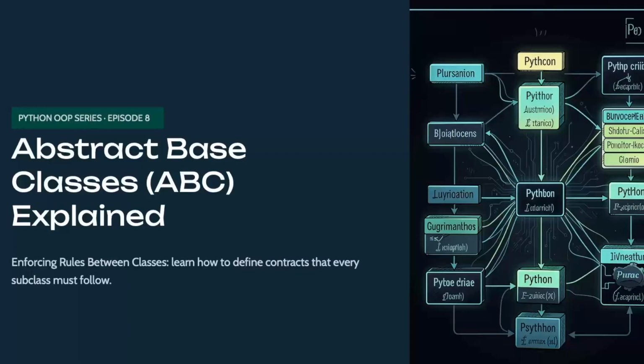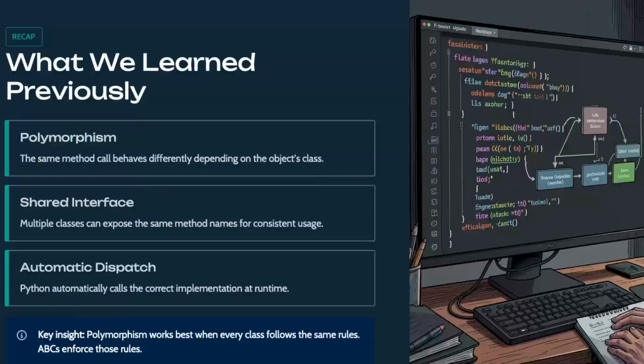That is why abstract base classes, or ABCs, exist. In this video, you learn what abstract base classes are, why they exist, and how experienced software engineers use them to enforce rules between classes. Now, let's get started. In the previous lesson, we learned about polymorphism.